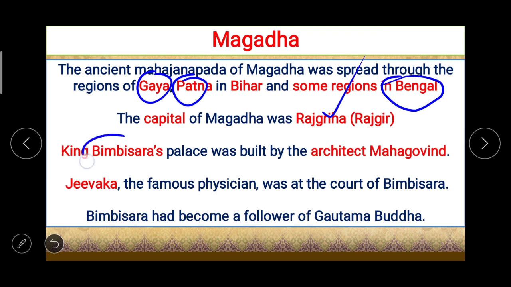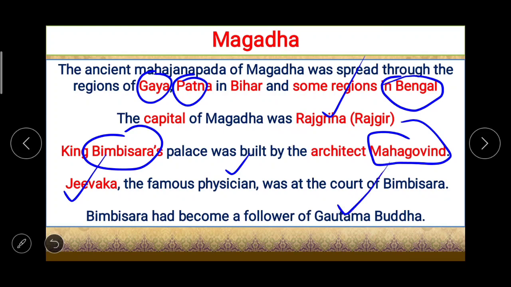King Bimbisara's palace was built by architect Mahagovind. And a very famous name, Jivaka, the famous physician, was at the court of Bimbisara. Bimbisara had become a follower of Gautam Buddha.